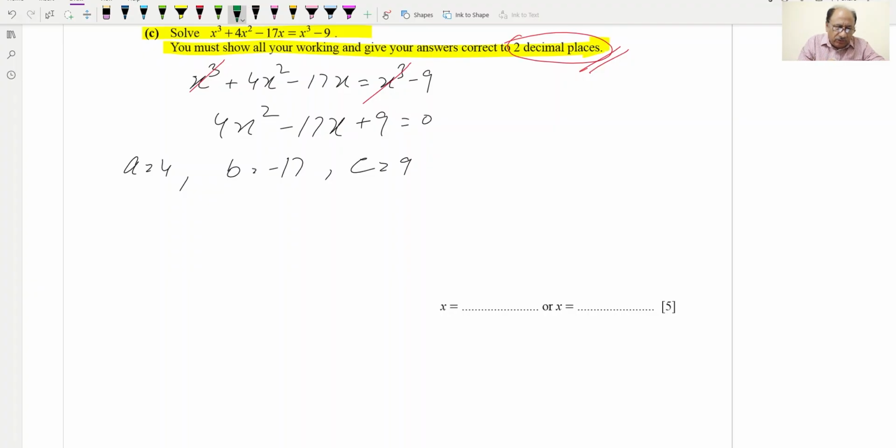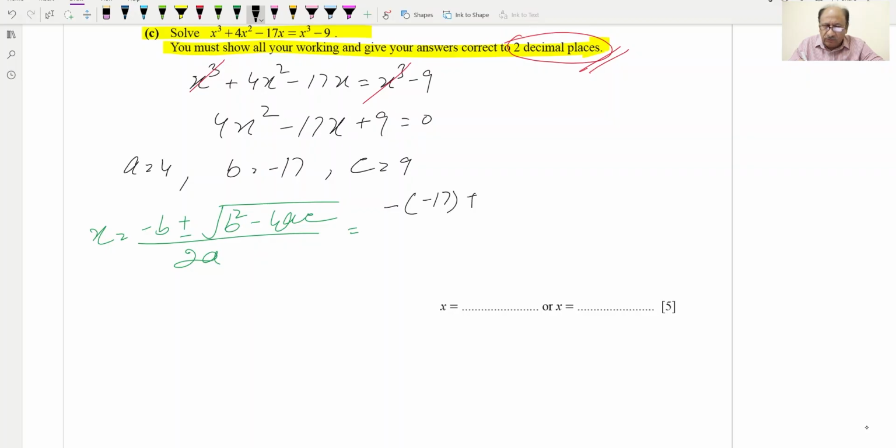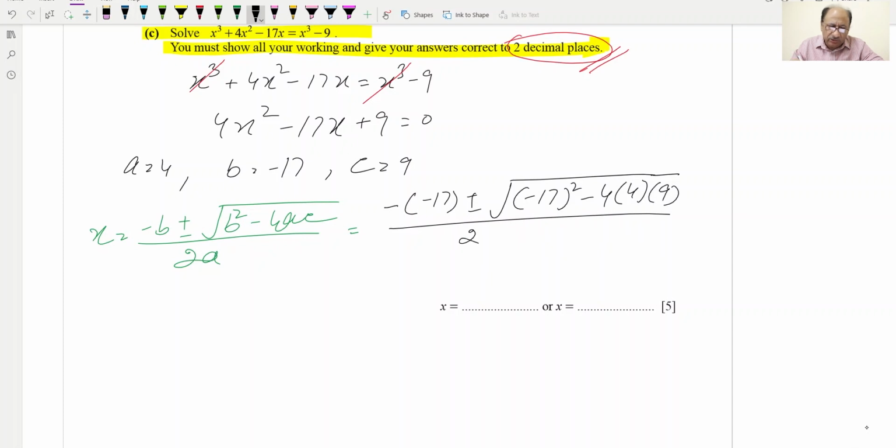And the quadratic formula is what? x is equal to minus b plus minus square root of b squared minus 4ac over 2a, and always replace values in the quadratic formula in brackets. So minus b, like this one, and plus minus b squared means minus 17 squared. Many students are making mistakes, you'll have to write like this one. So b square minus 4ac, a will be 4 and c will be 9, over 2a, and 2a value is 4.